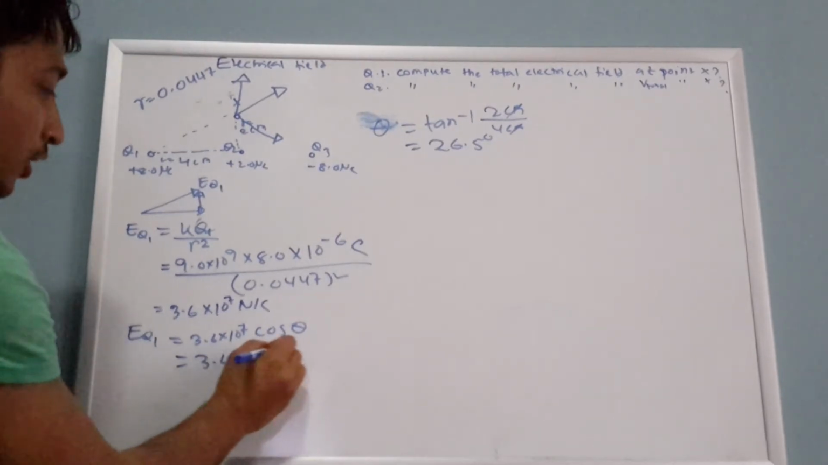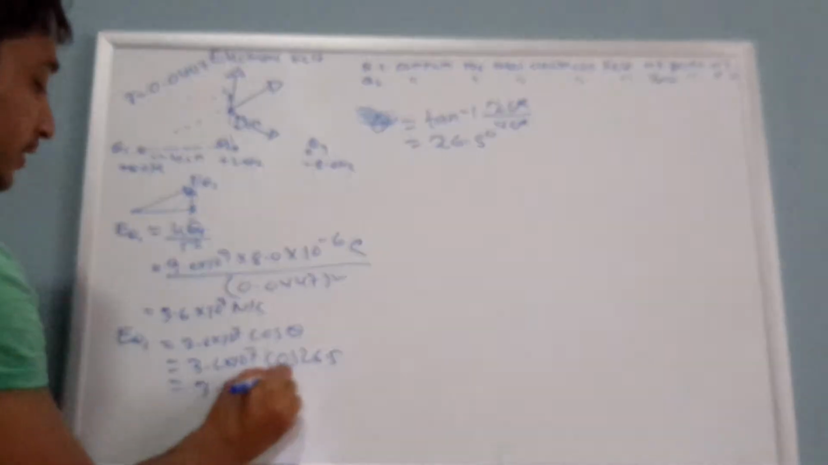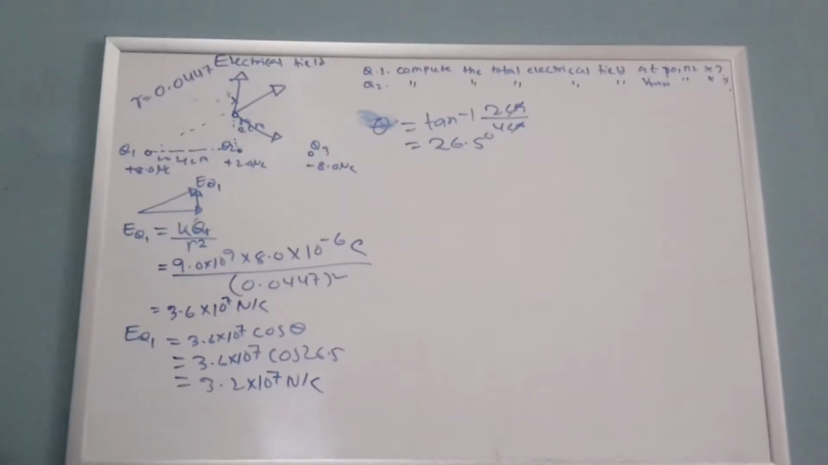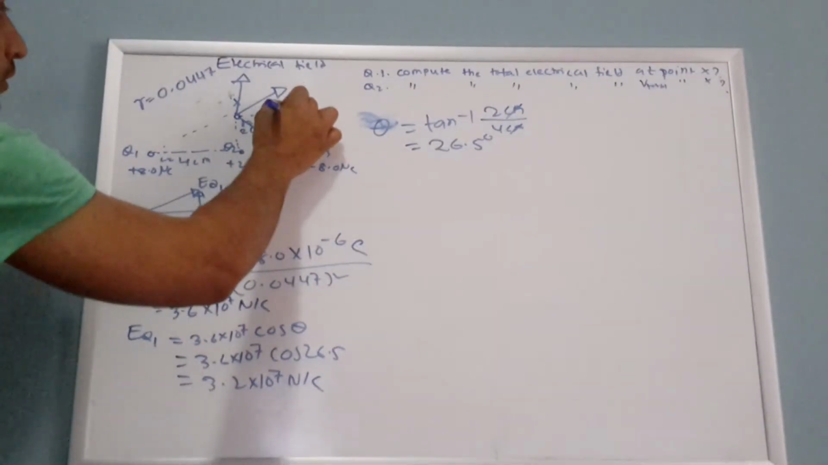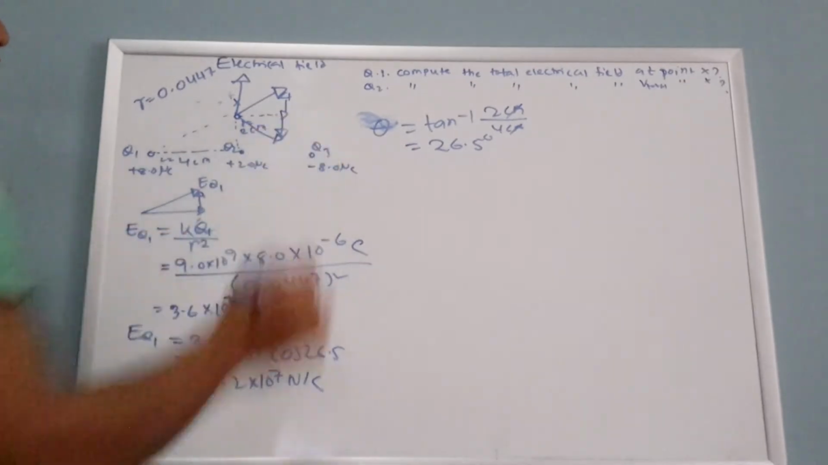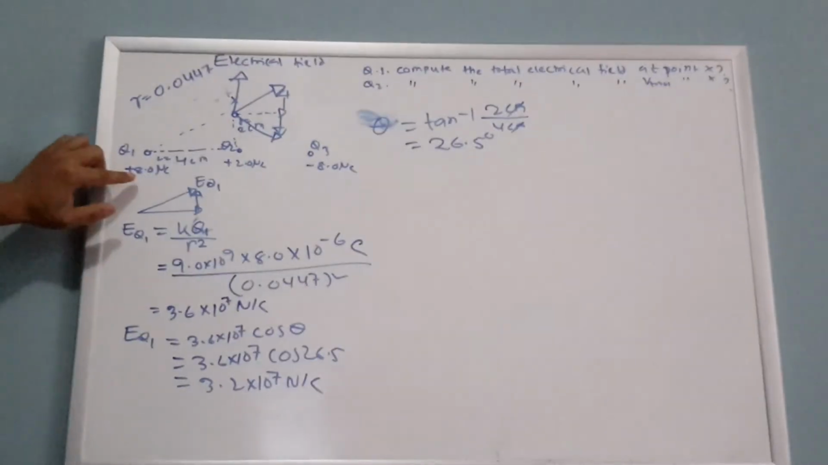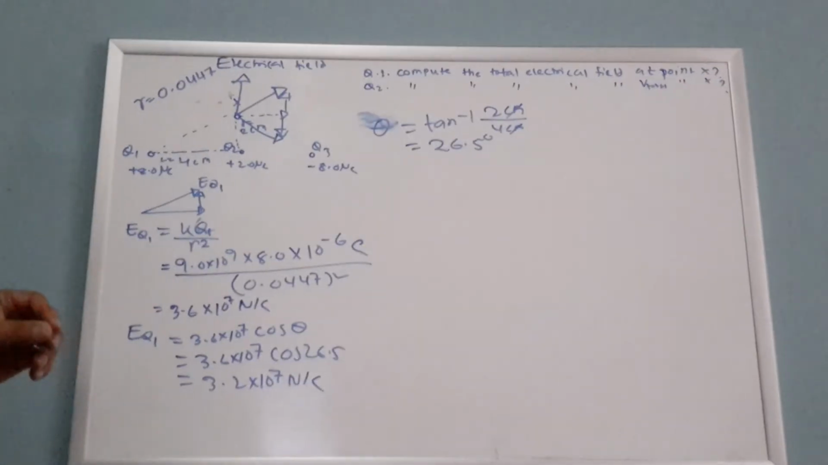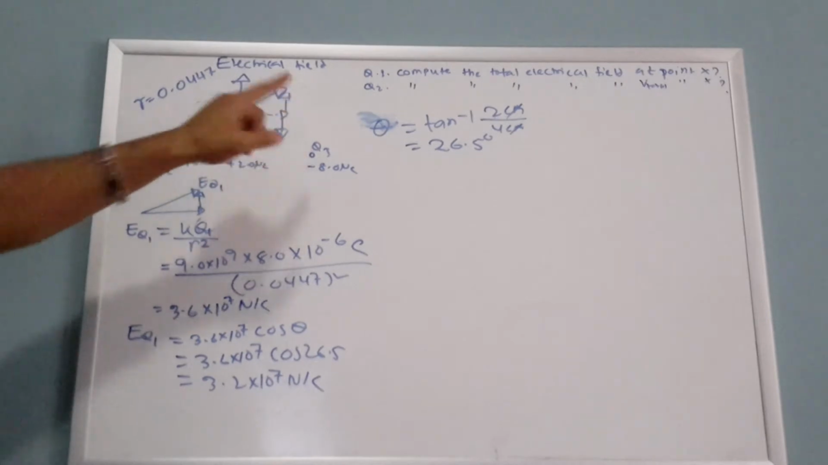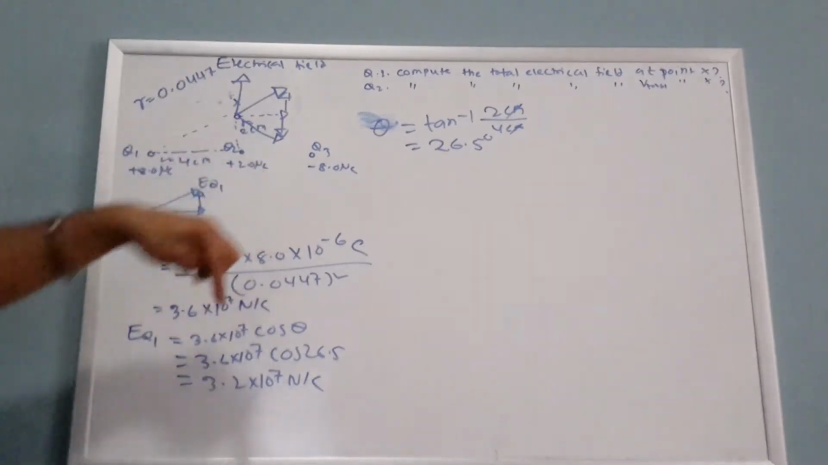3.6 × 10^7 cos 26.5 gives us 3.2 × 10^7 N/C. Right now we don't have to find the y component. Why? Because Q1 is +8 μC and Q3 is negative, so their signs are opposite and the electric fields go in opposite directions: one y component goes upward, the other goes downward.